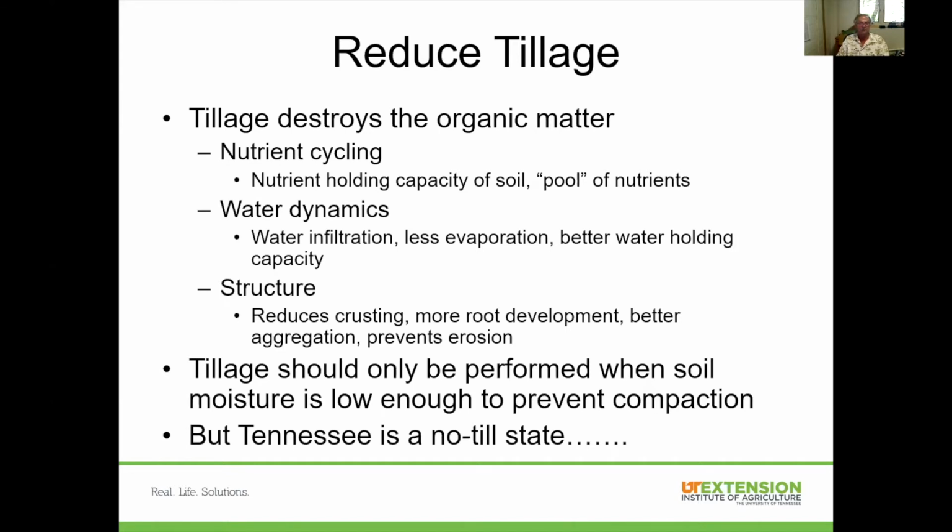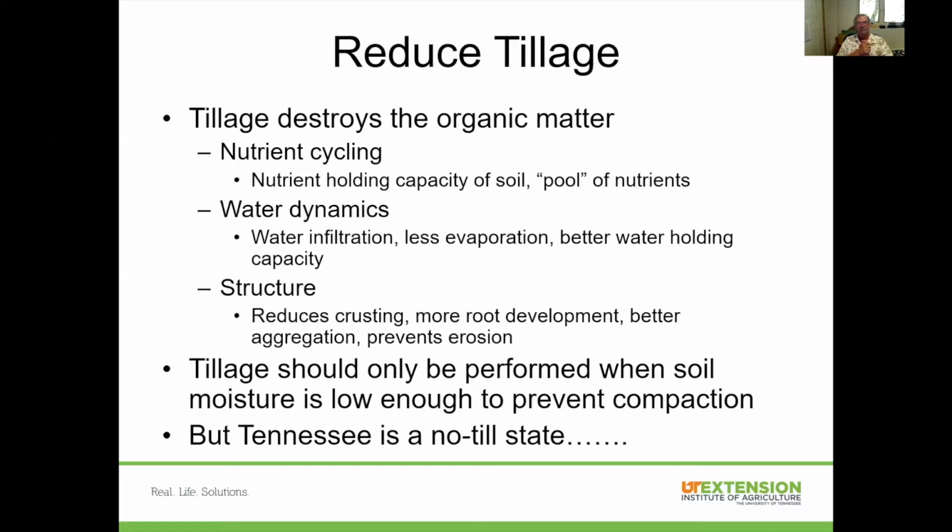A part of that is all related to the structure. If we're pulverizing our soil through tillage, the soil doesn't have much of a structure. We're going to have more crusting in tilled systems than in no-till systems. With improvements in structure, we get improvements in water management, improvements in root development, better aggregation, and it's also going to prevent erosion.